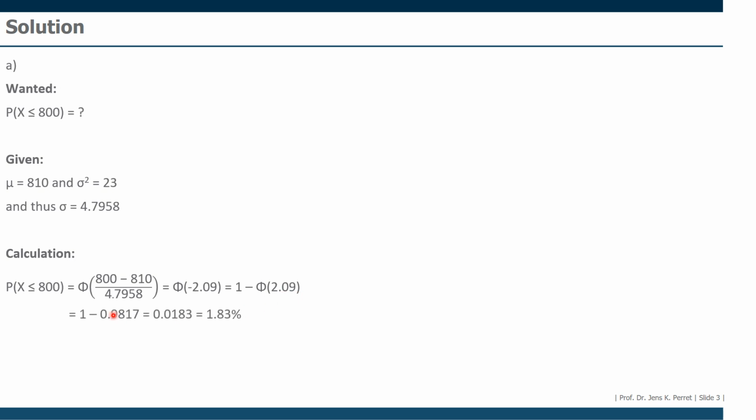There we find a value of 0.9817. We're going to subtract this from 1, and get a result of 1.83%. So the chance that one of the cans does not fulfill the stated filling quantity is roughly 1.83%. That was already our first part of the exercise. So let's directly go on with the next part.